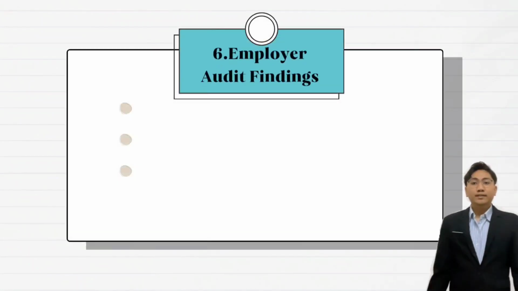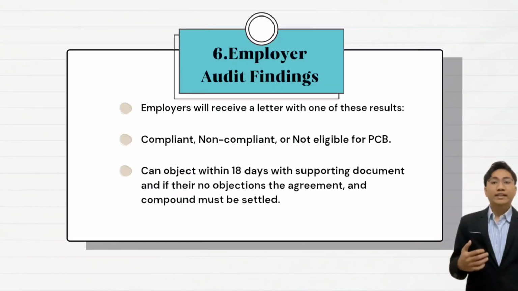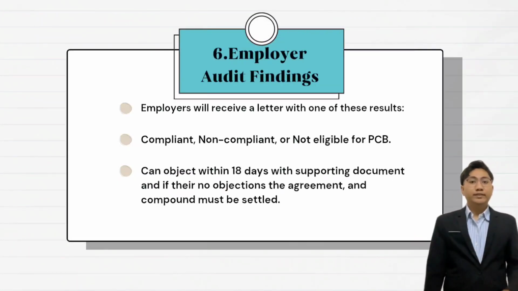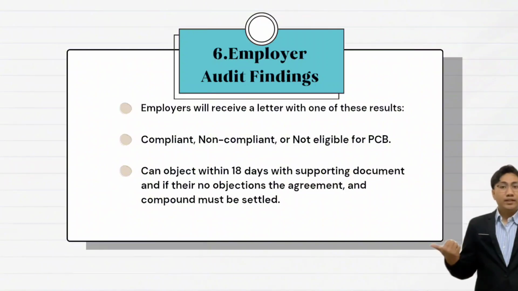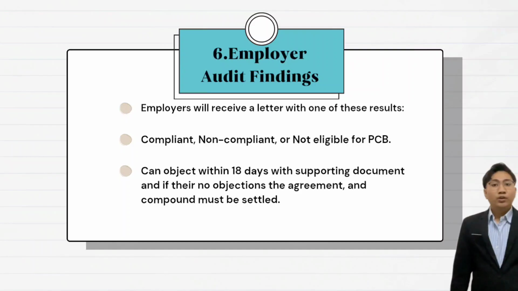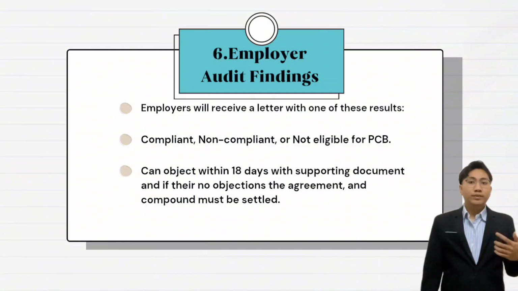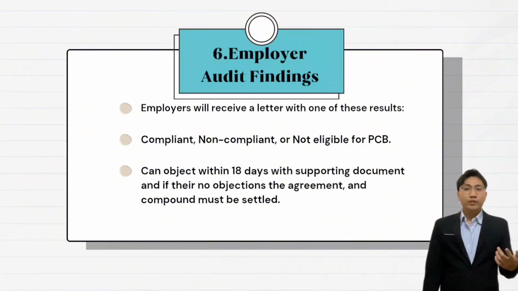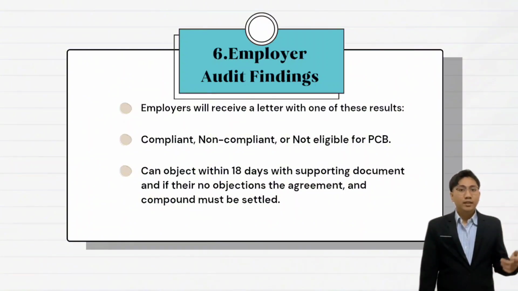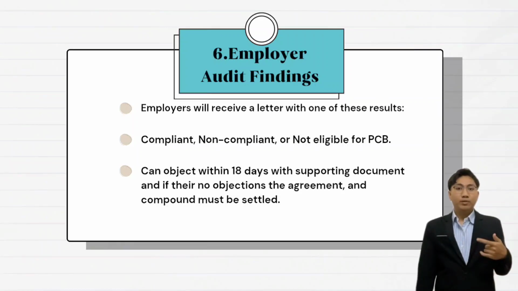Last but not least is employer audit findings. Employer will receive an audit result as compliant, non-compliant, or not eligible for PCB. Non-compliant cases include compound details, and the employer can object within 18 days with proof. If there is no objection, the results are final and the compound must be paid by the employer.